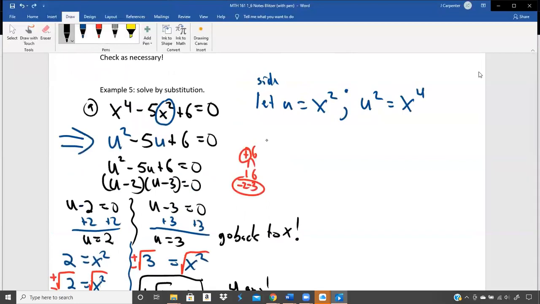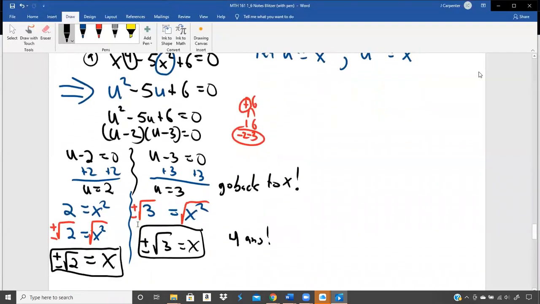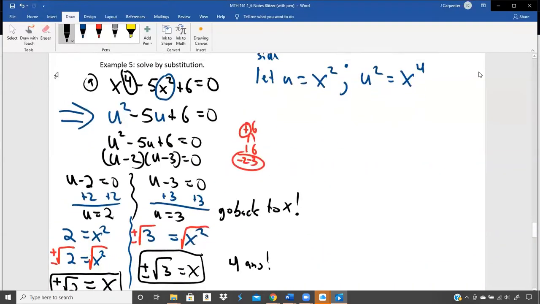In fact, I very briefly mentioned something last class that the largest exponent, the leading term's exponent, dictates how many unique answers you can have up to. So we can have up to 4 unique answers, and we ended up with 4 unique answers. There could have been some repeats potentially, but not in this instance.